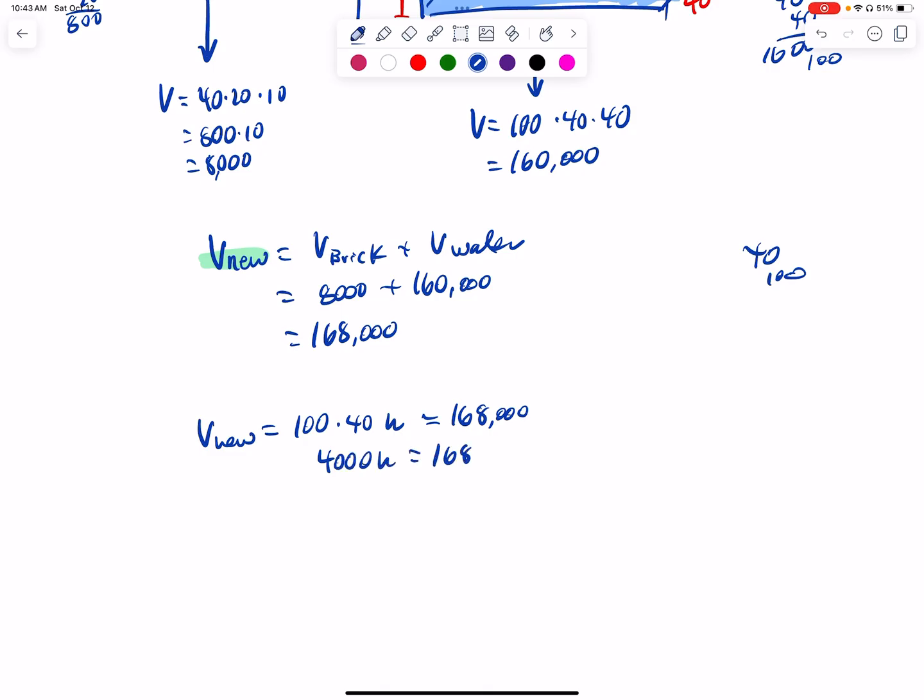And sure, I could just reach for the calculator on this, or I can basically divide by 10, canceling out these zeros. Divide by 10 again, cancel out these zeros. It makes the problem just slightly faster. 4h is equal to 168. And now all I have to do is divide by 4. And it goes in evenly, so 4 goes into 16 4 times, none left over. 4 goes into 8 2 times. And so our height here is 42 centimeters.